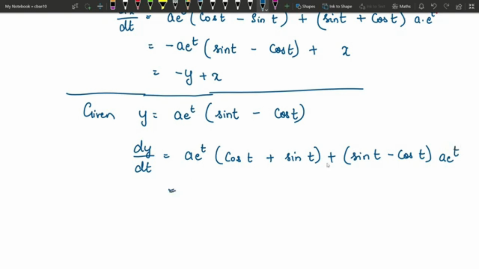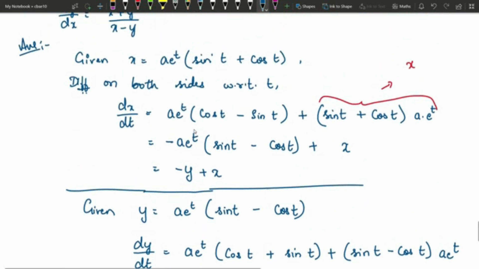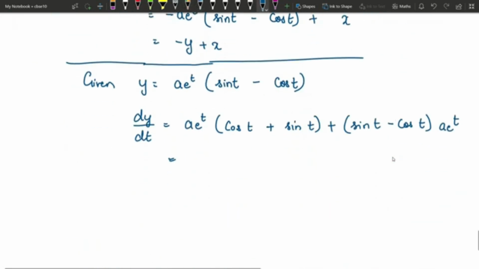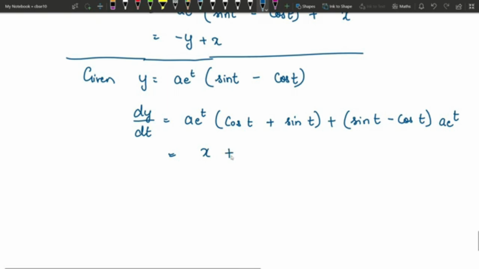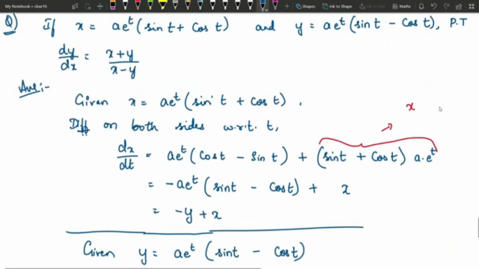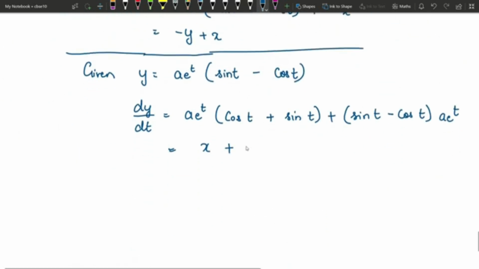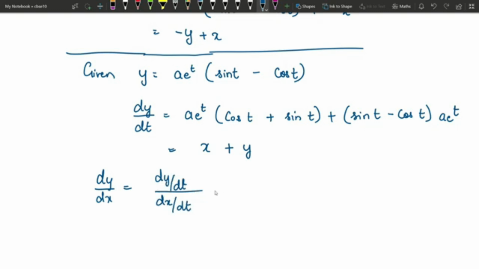Now if you observe this first term, a into e power t into cos t plus sin t is same as x. Okay, this is same as x plus a into e power t into sin t minus cos t is same as y here, right? So it is y. Now we have both dy by dt and dx by dt. Just substitute and simplify. You will get the required answer. So what is dy by dt? It is x plus y, and dx by dt is minus y plus x, which is nothing but x minus y. Hence proved.